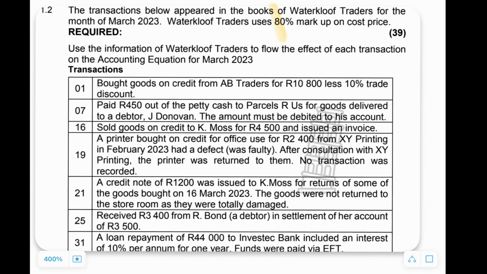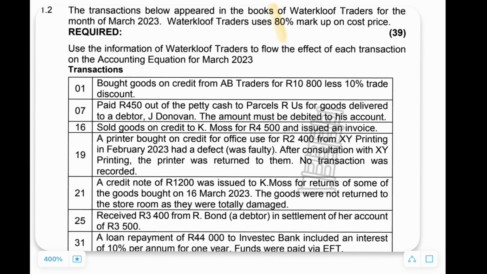So we bought goods on credit, okay? So we didn't pay for these goods. We bought them on credit from AB Traders, and the goods cost us 10,800. However, we received a trade discount of 10%. Okay, so now since we bought goods on credit and we received a discount, we have to calculate the amount that we owe to AB Traders, since we do not owe them the full 10,800.